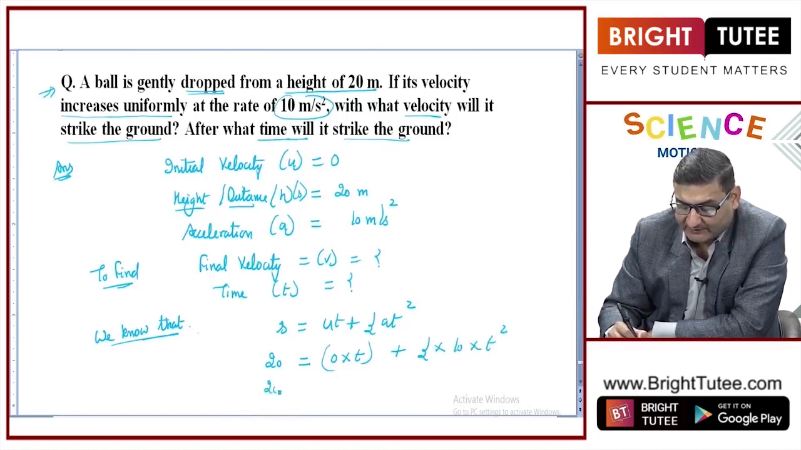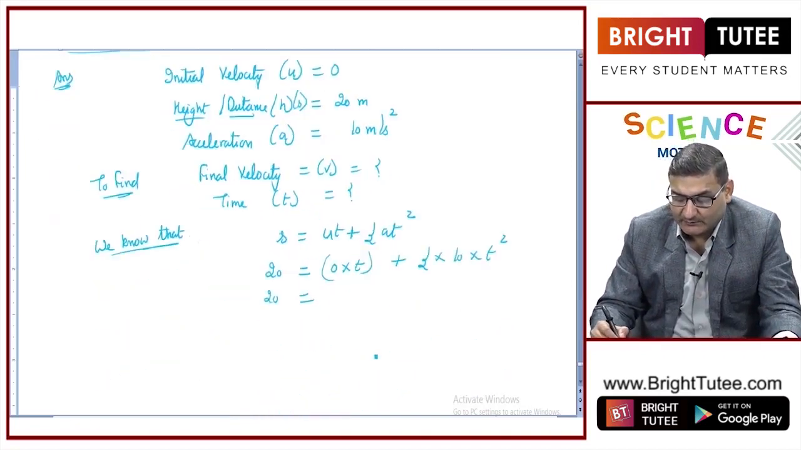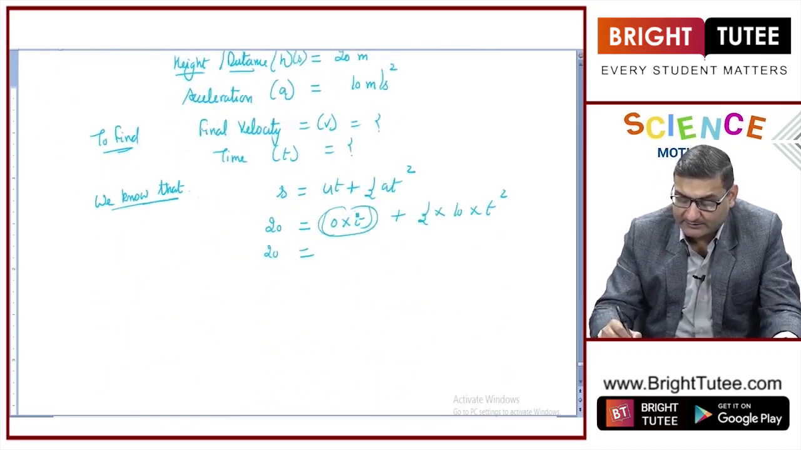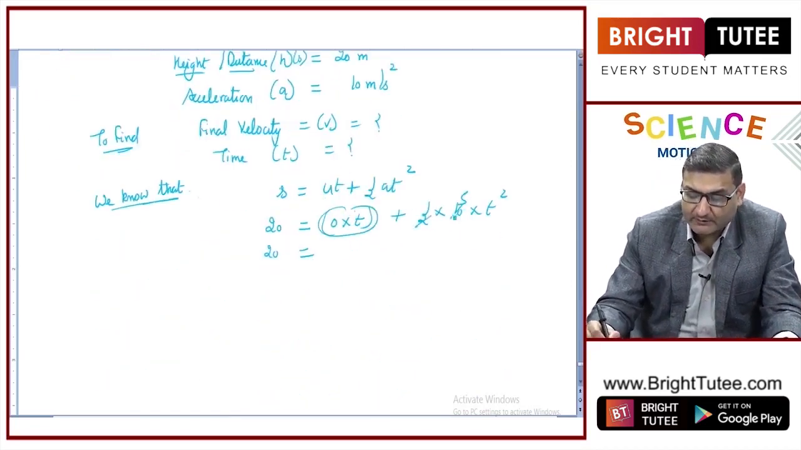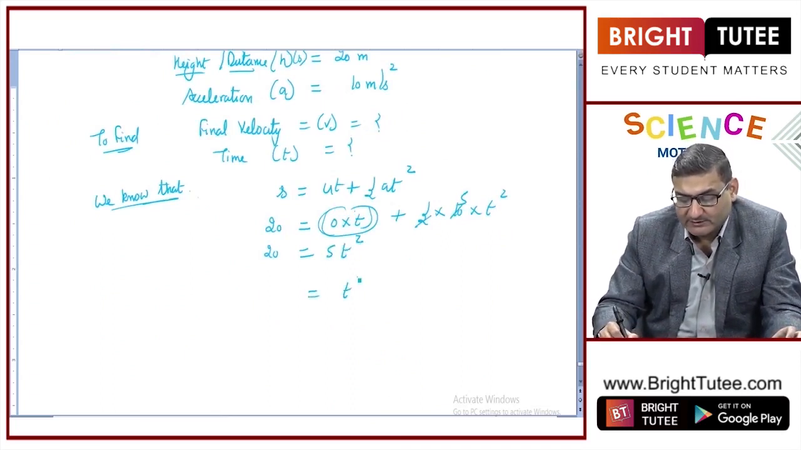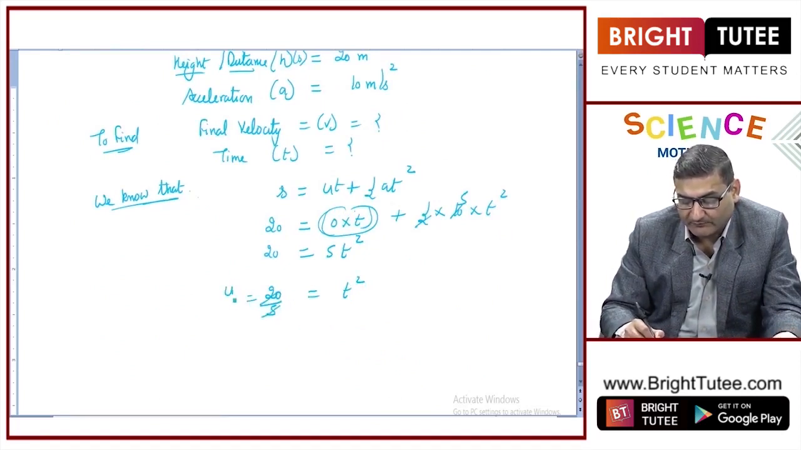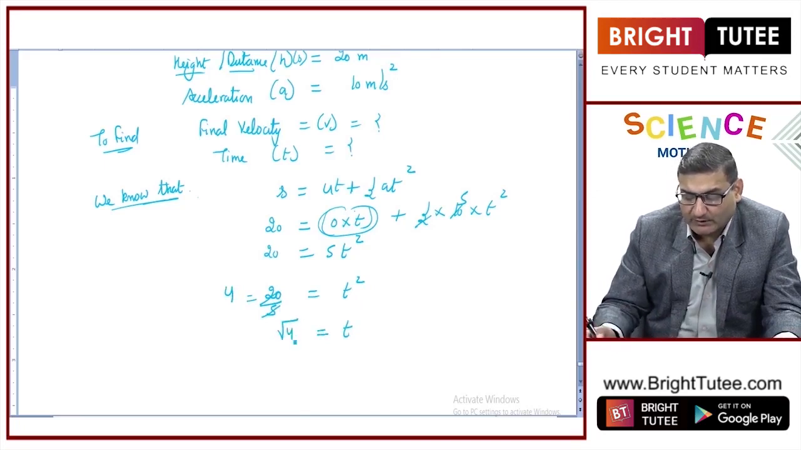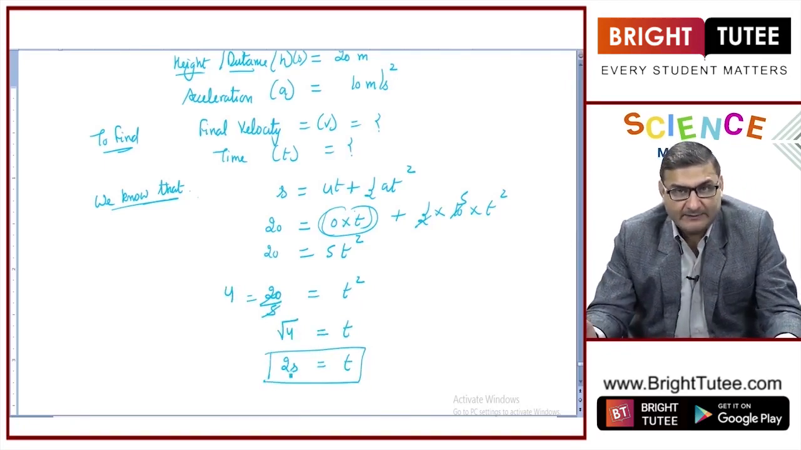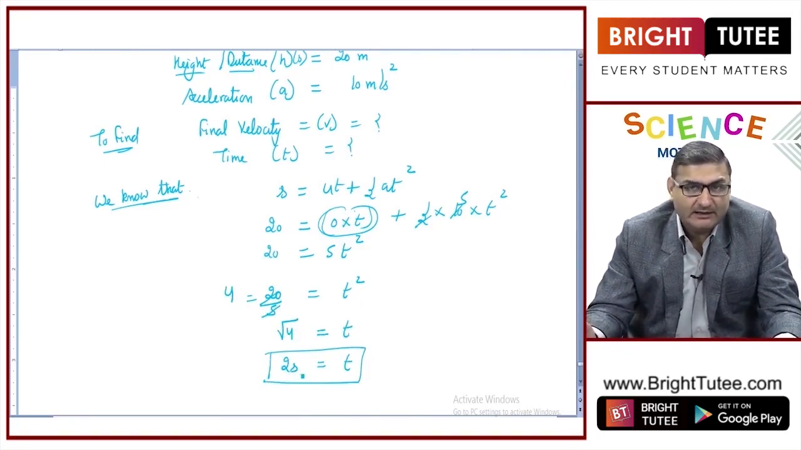So, we are left with the equation 20 is equal to 5 t square, or t square will be equal to 20 upon 5, which comes out to be 4. T square is equal to 4. Therefore, t will be the square root of 4, which will come out to be 2 seconds. So, the time taken will be 2 seconds.